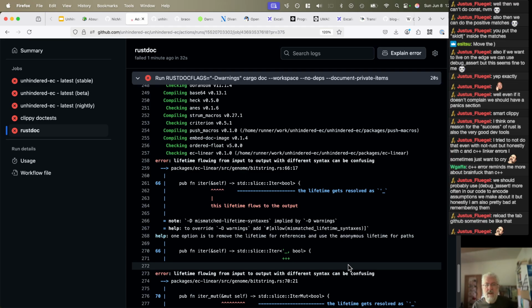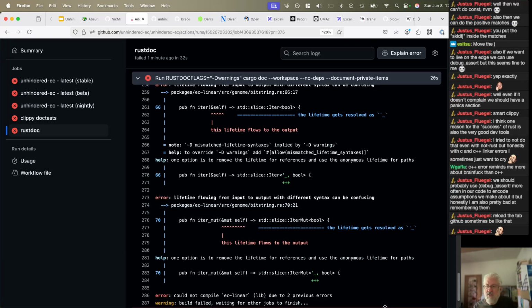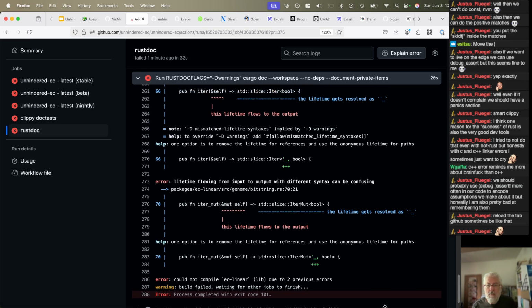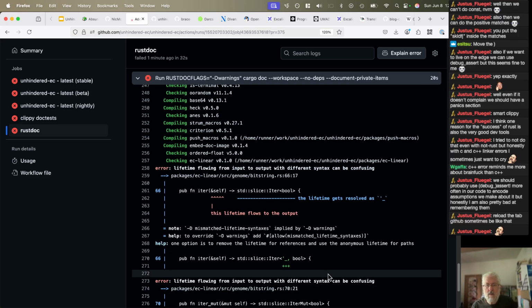This is in bitstring in EC linear. This has nothing to do with anything that we changed. So this is clearly a change in the universe that asks us to make... well, that's annoying. And it's after 12, so I need to wrap up. Maybe I'll try to deal with this later. But it looks like it's a simple fix. But that must be an update.